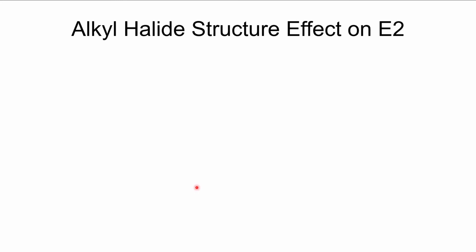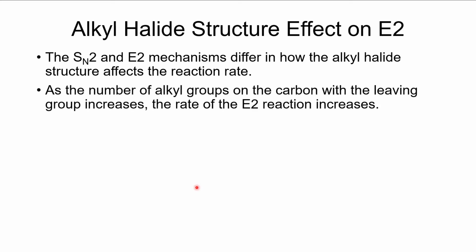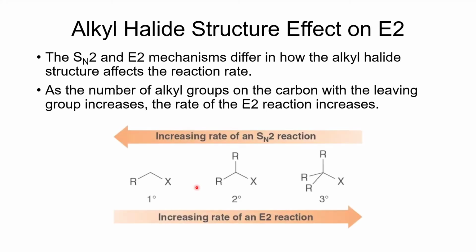All right, so now we want to look at the effect of the alkyl halide structure on E2. This is where the similarities between SN2 and E2 start to part ways. So there are some differences here in the rate trends for the number of alkyl groups on the alkyl halide. As the number of alkyl groups on the carbon with the leaving group increases, in other words, the more substituted the alkyl halide is, the faster the rate of the E2 reaction. And this is exactly the opposite for SN2.